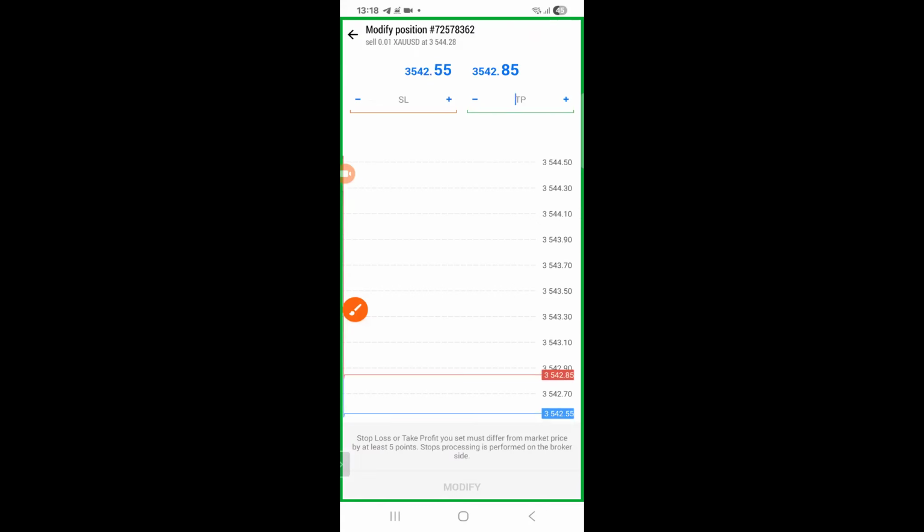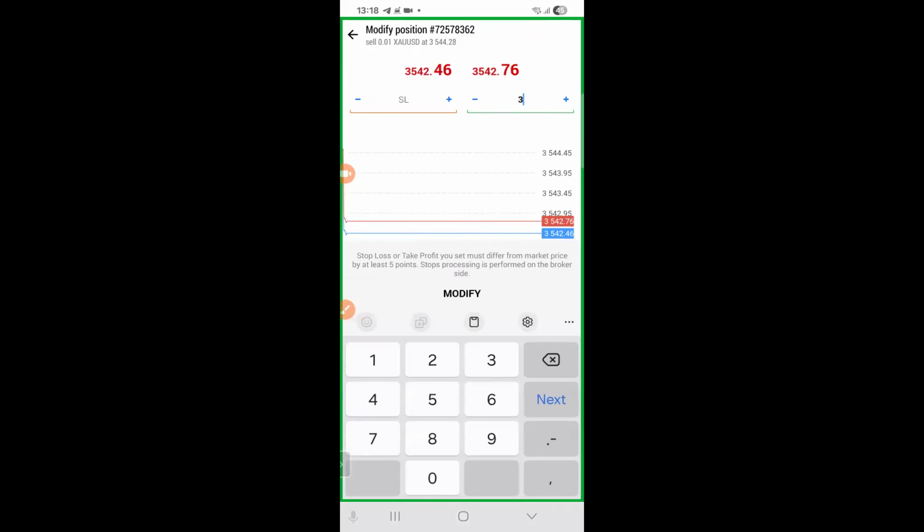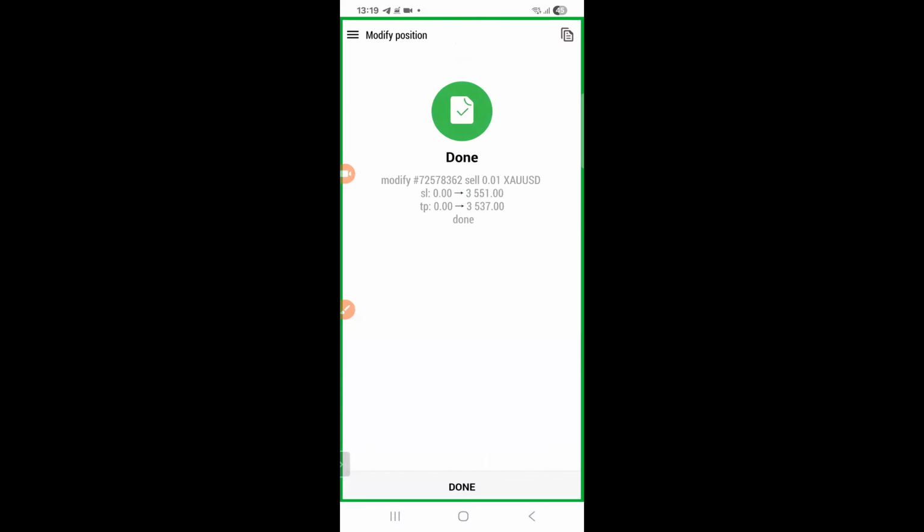So where am I to take profits? Maybe 3537. I put it there. Where's my stop loss? Maybe my stop loss is 3550, something like that. 3551 or something like that. So I click it. I put it that way.